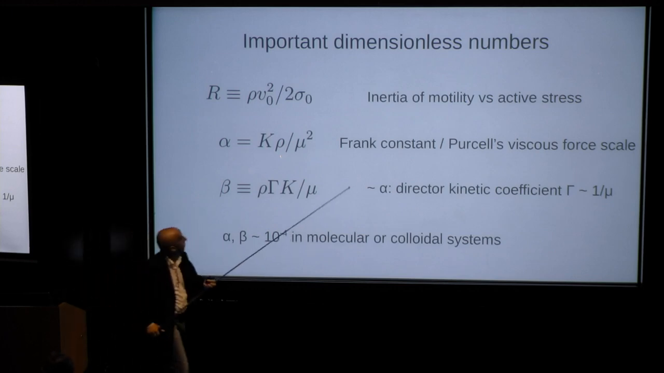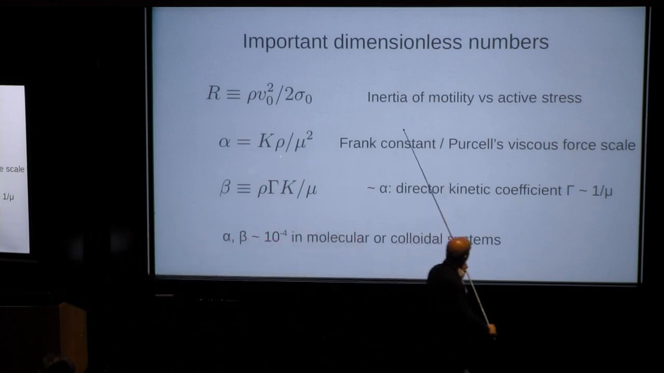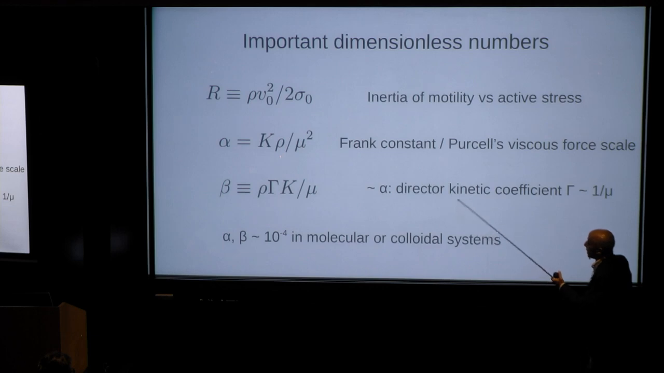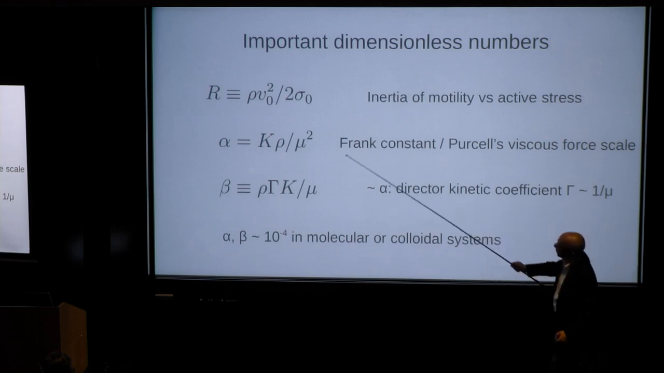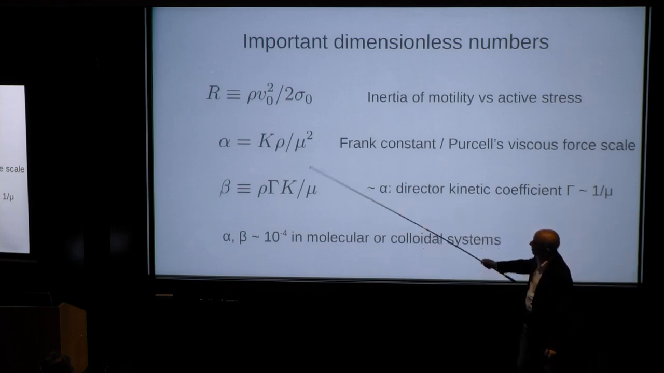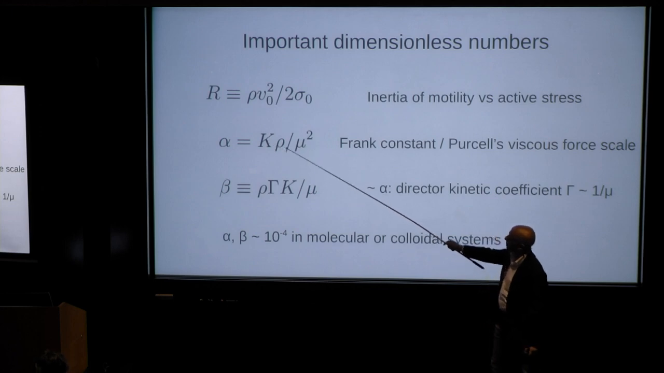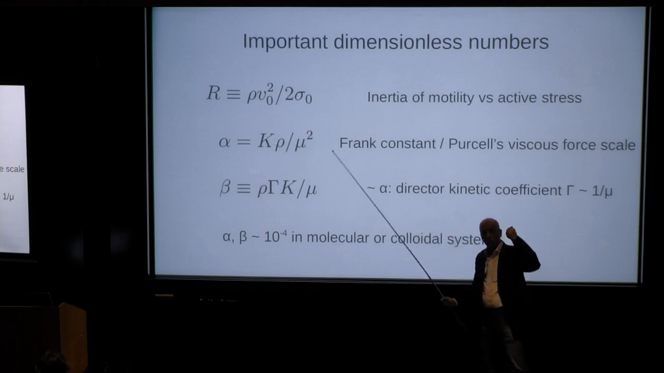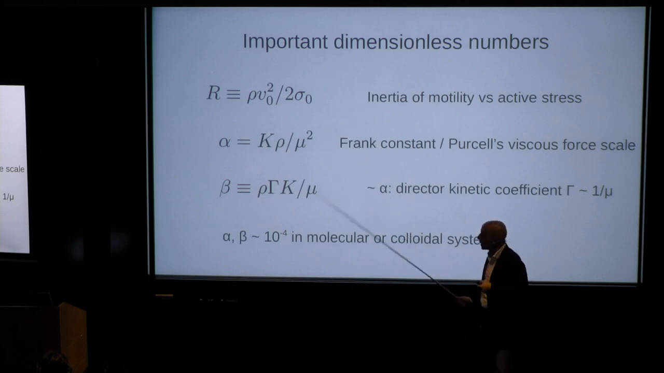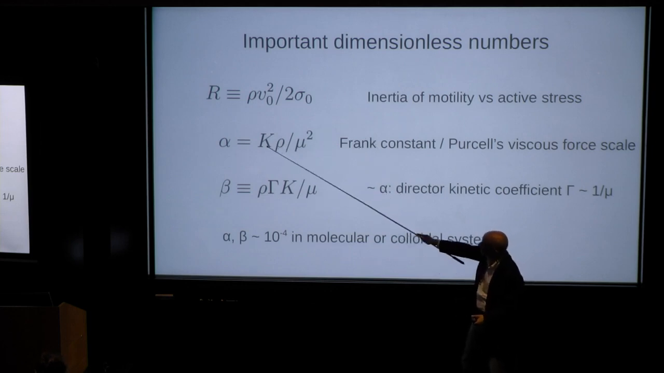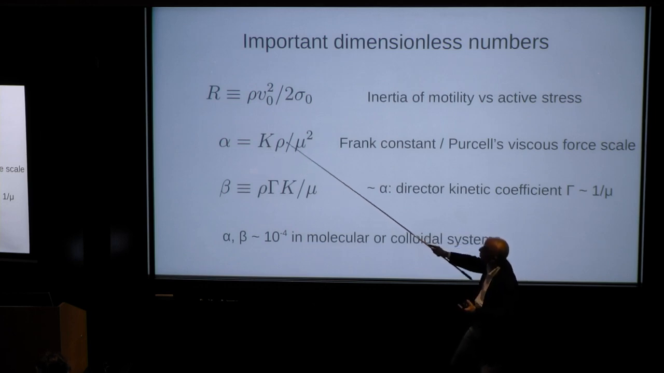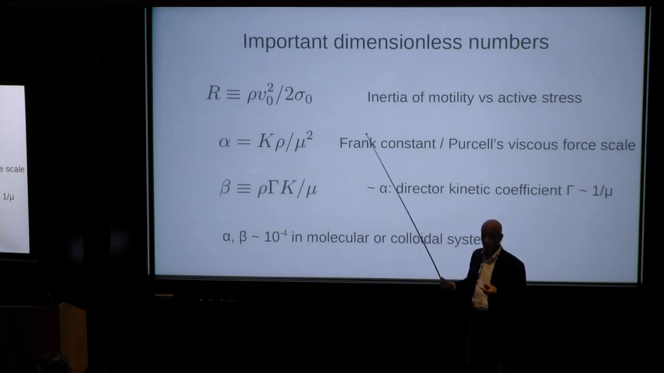There are dimensionless quantities which are important. First of all, familiar from conventional liquid crystal physics is this combination, which can be thought of as the ratio of the diffusivities for the director and for vorticity, or equivalently can be thought of as the ratio of the nematic elastic constant, which has units of force in 3 dimensions, to Purcell's force scale for a viscous fluid.